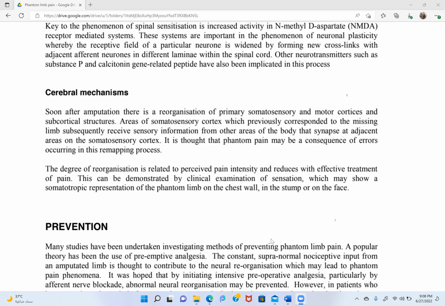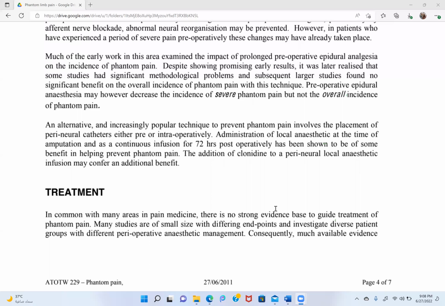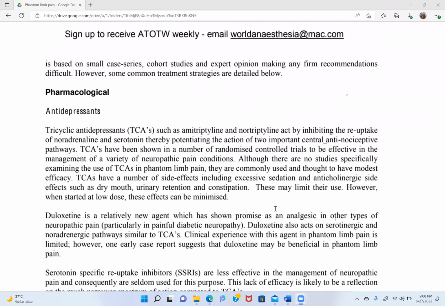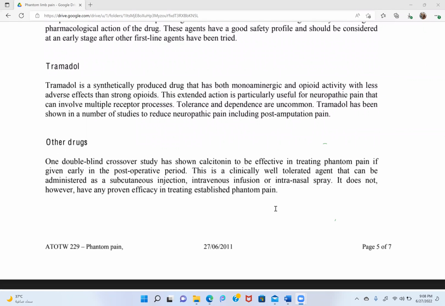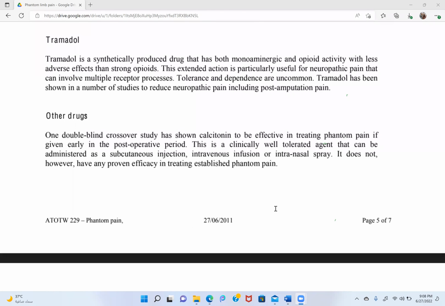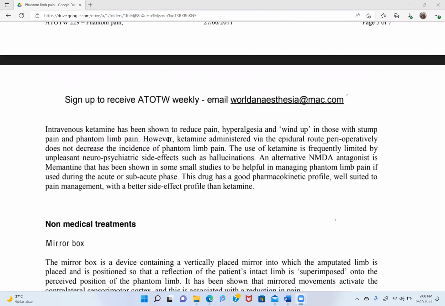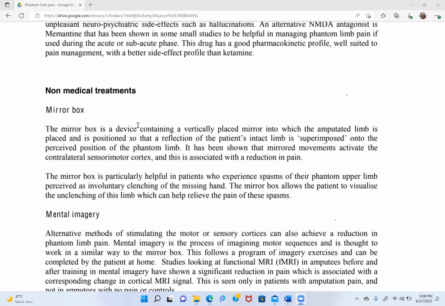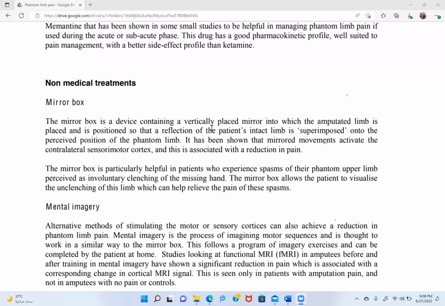Okay. So for treatment, one thing which is extra, in addition to the normal medications used in chronic pain or neuropathic pain, is mirror therapy. The mirror box is a device containing a vertically placed mirror. I have never seen it, so I may not be able to describe it.